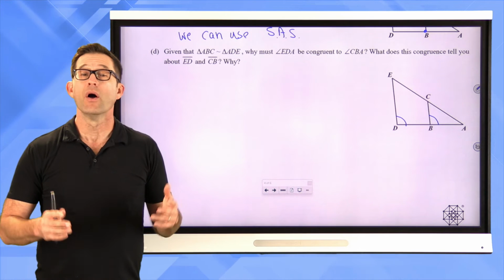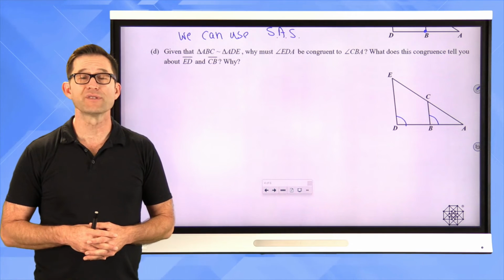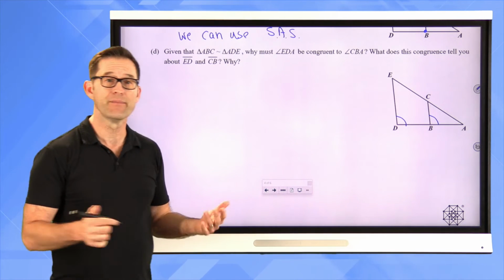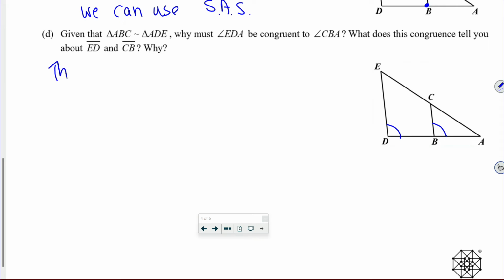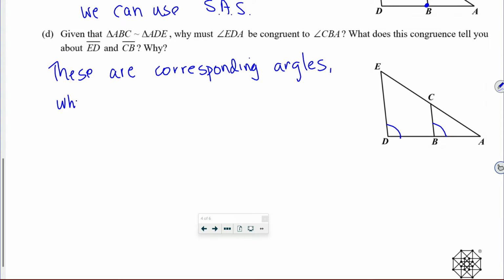Well, it's very simple. Corresponding angle pairs in two similar triangles are congruent, right? These angles correspond, or these are corresponding angles which in similar triangles are congruent.